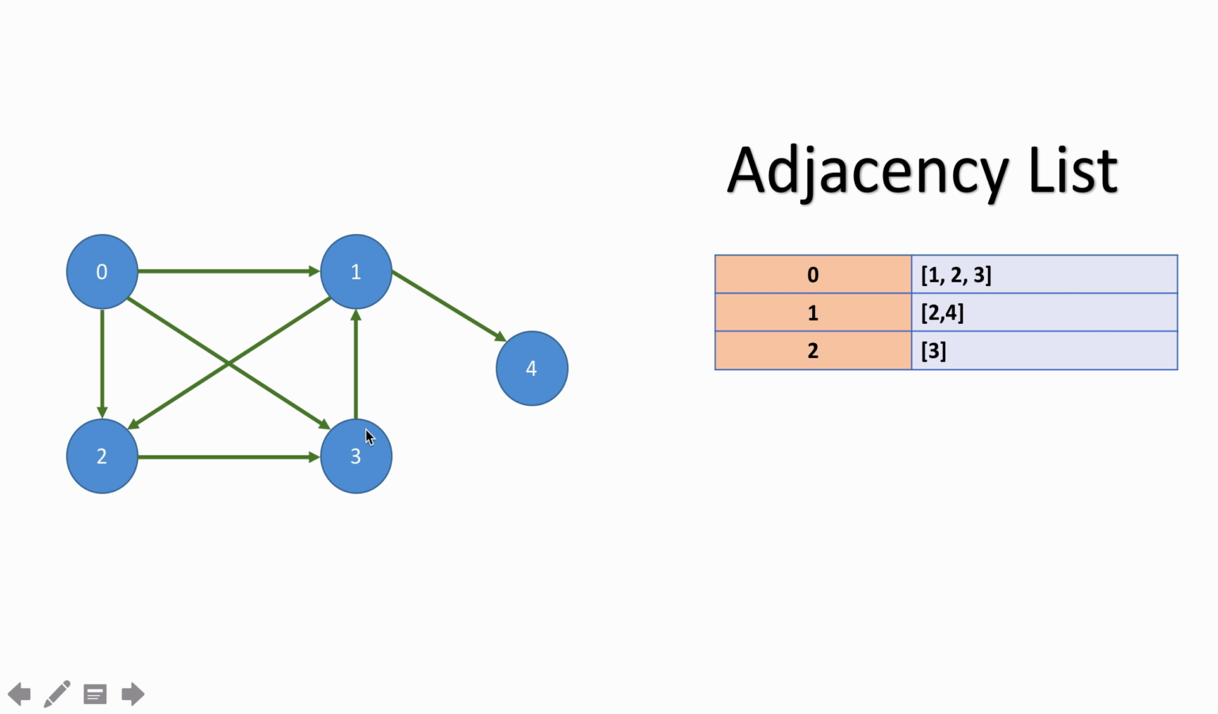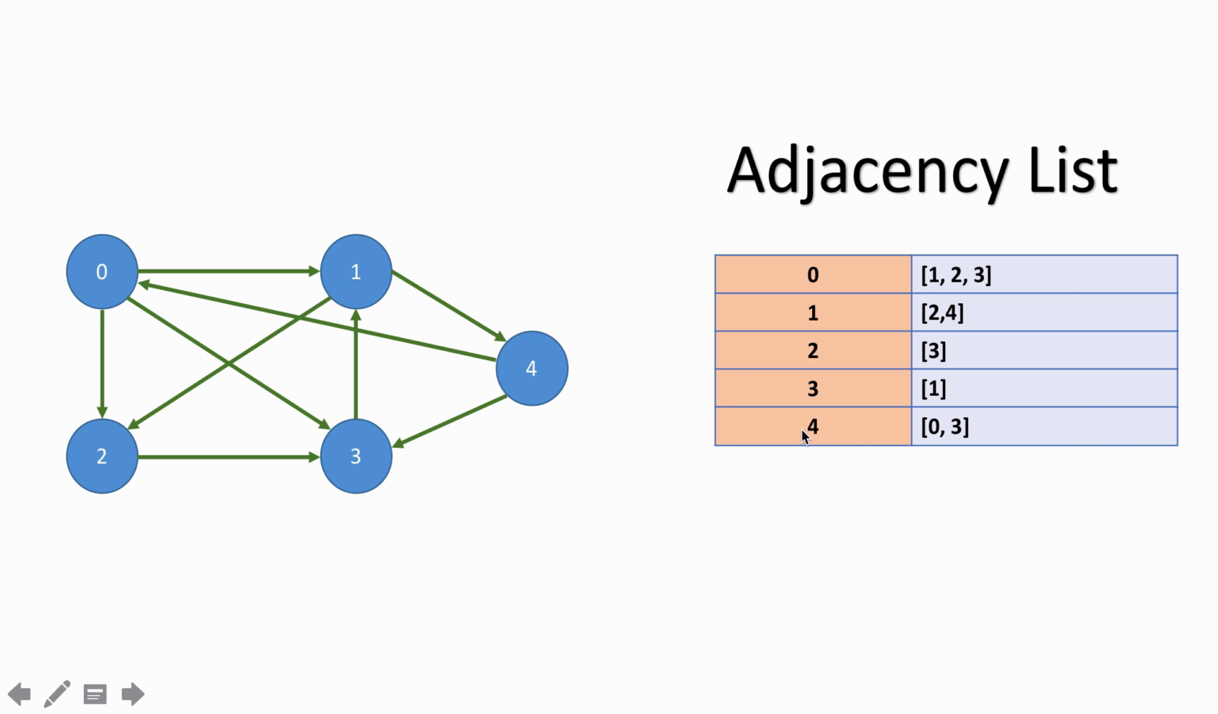Now, let's say 3 has an adjacency with 1. So then in the 3 index position of the array, we'd have a list containing just one element, which is 1. And let's take an example with 4. 4 is adjacent to 0, and 4 is also adjacent to 3. So in the fifth slot of the array, with index position 4, it'll have elements 0 and 3 in its list.